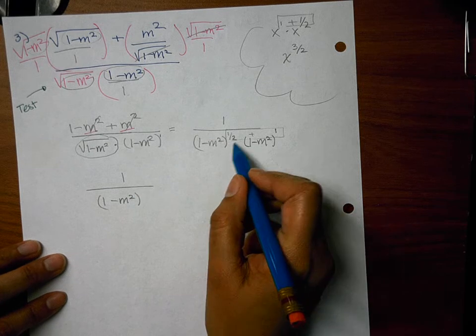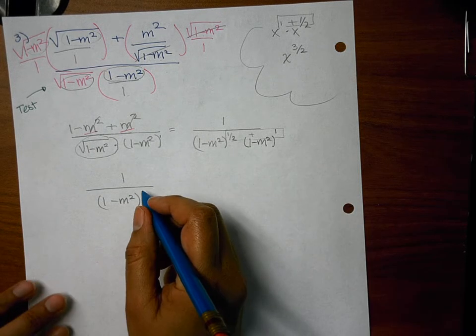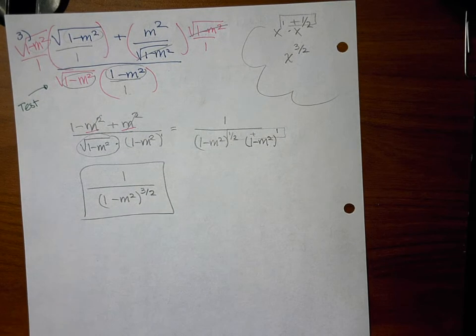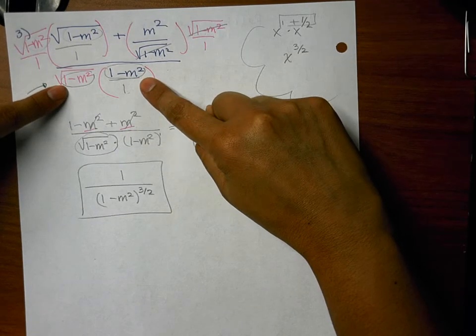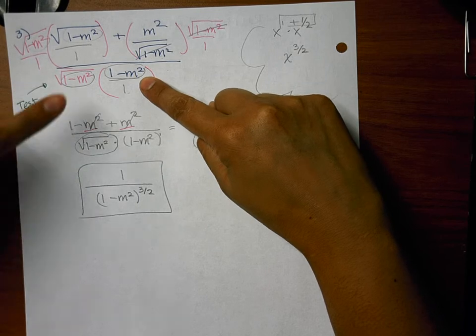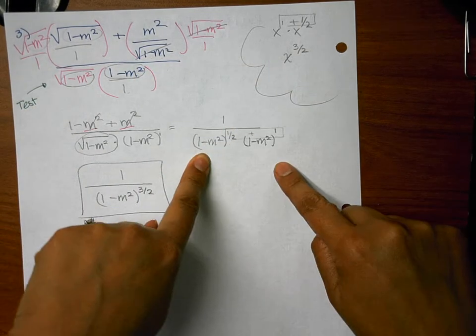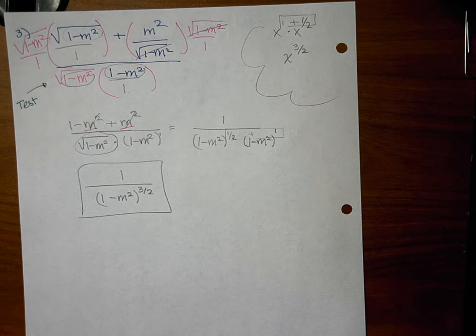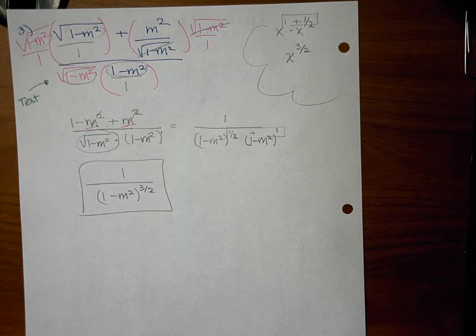1 over 1 minus m squared is staying, because that's the base. 1/2 plus 1 is 3/2. And that there is your final answer. Get used to this, to recognizing that these two are the same base, so changing that to the 1/2 power, and then adding the exponents, because that concept is on the test. That is it for this lesson.